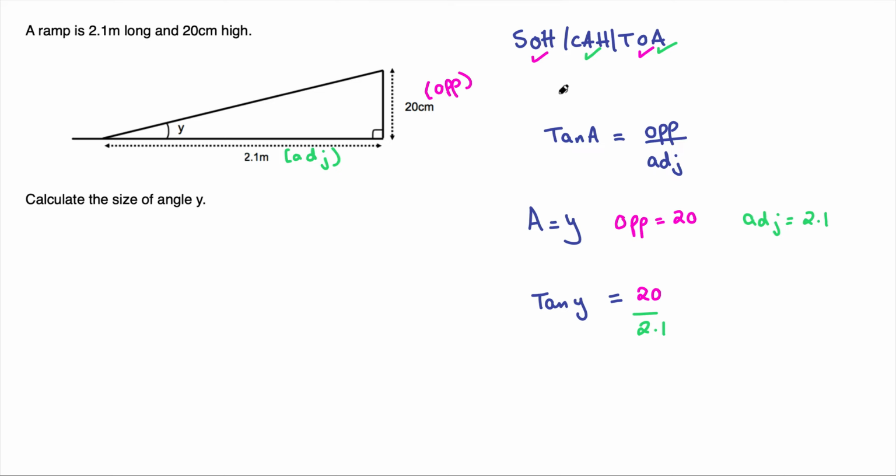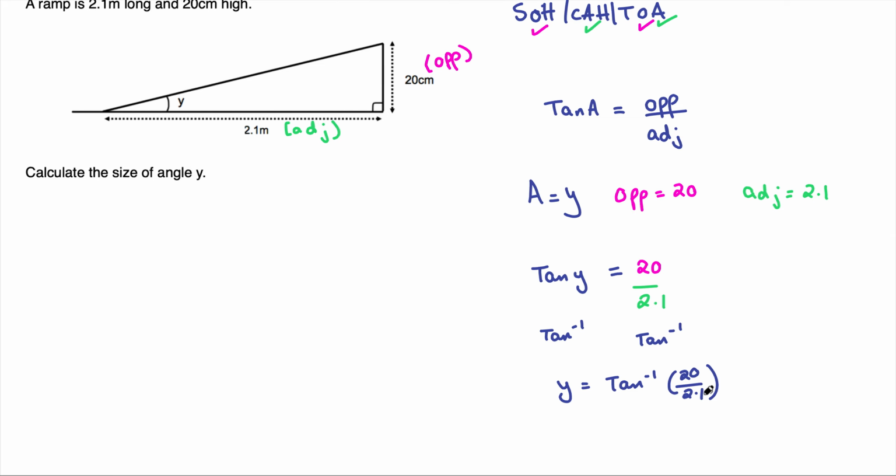So how do I undo or get rid of tan? I'm going to do tan inverse, just like all the others. The opposite or inverse operation of tan is tan inverse. So tan and tan inverse undo each other. And then we have Y is equal to tan inverse of this side. So it's going to be 20 all over 2.1.